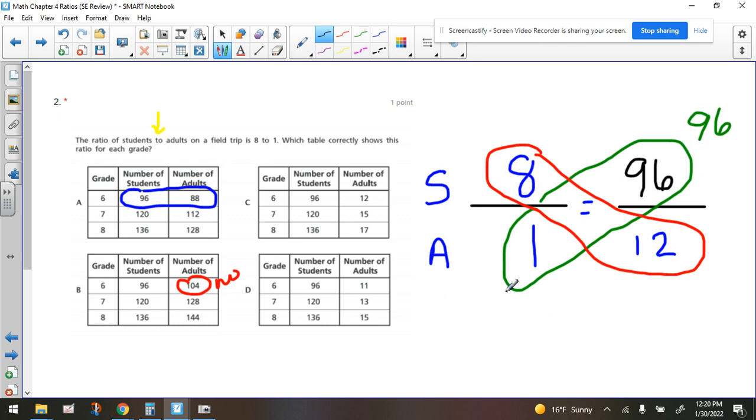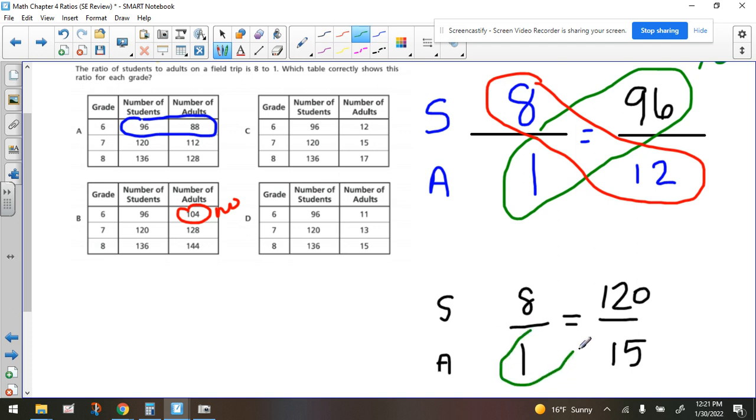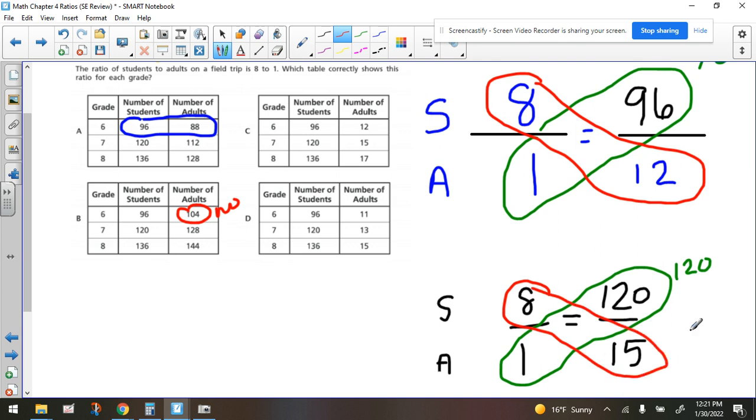So if you're checking the grade 7 numbers, we still have that student to adult ratio of 8 to 1. We would want to check the 7th grade numbers. So 120 students for every 15 adults. Check to see if the cross products work. Now we know that the cross product going this way, we should be able to do that in our head, because anytime you multiply 1 times something, you get the same value. So what you need to check is to see if 8 times 15 is that 120. Check it and see if it is.